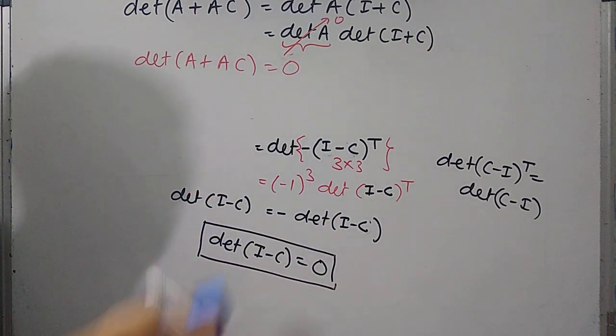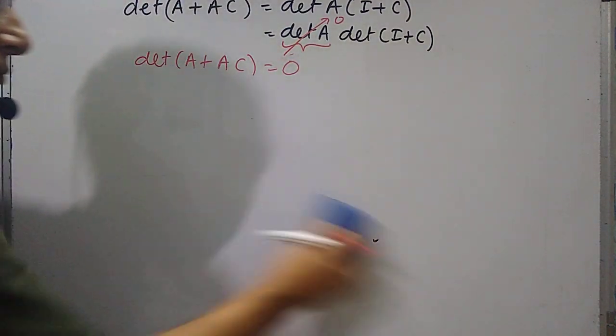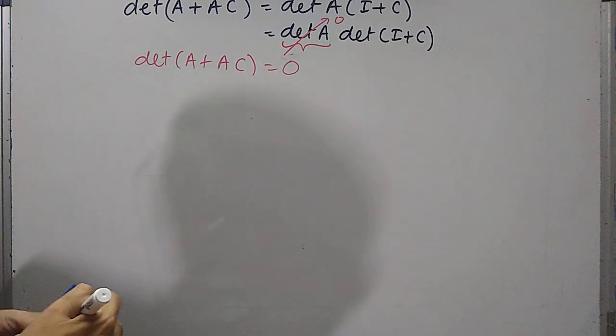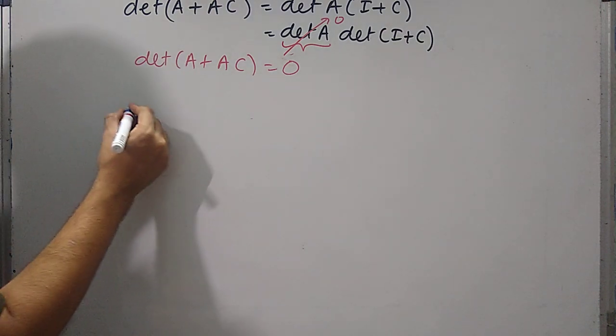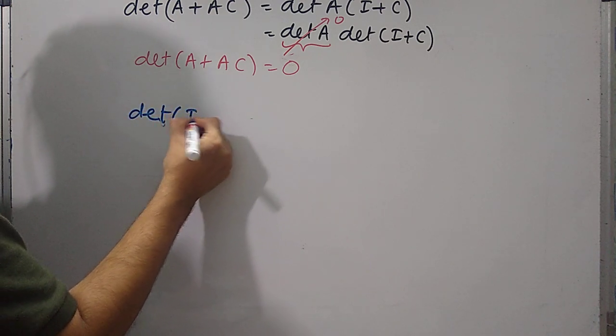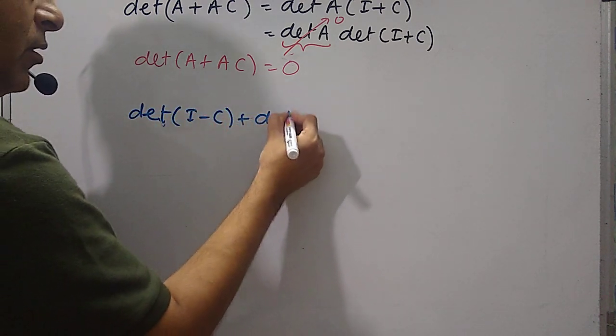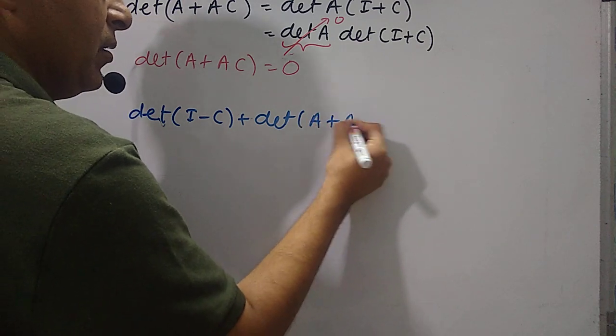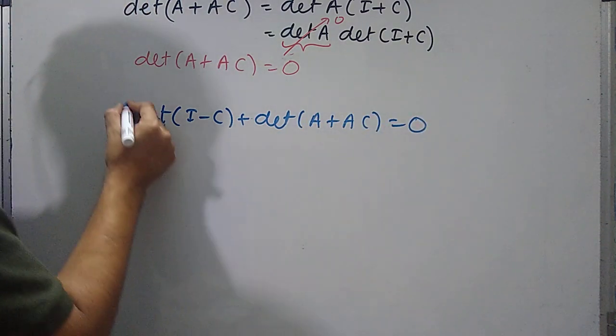So the final answer is the determinant of I minus C plus the determinant of A plus AC, which equals 0.